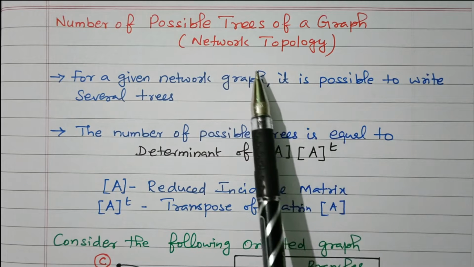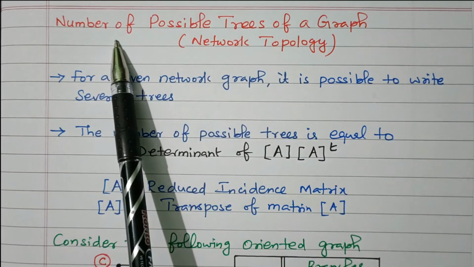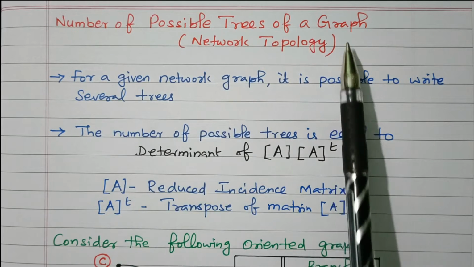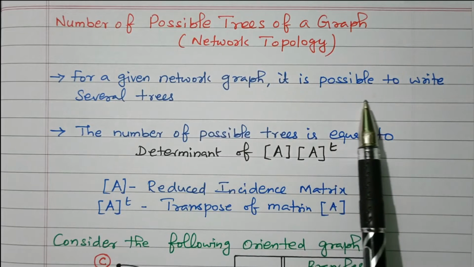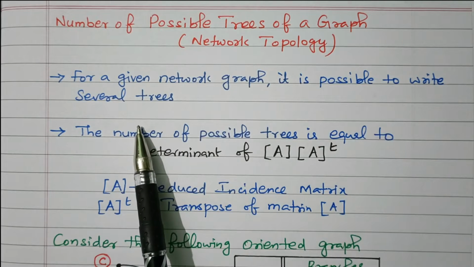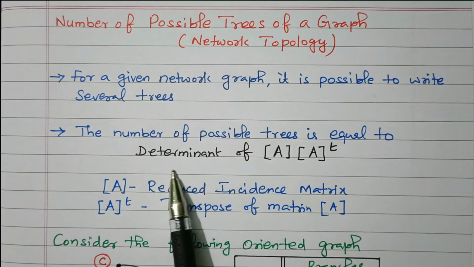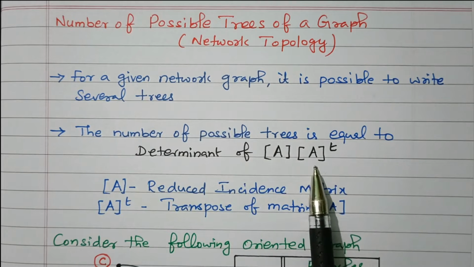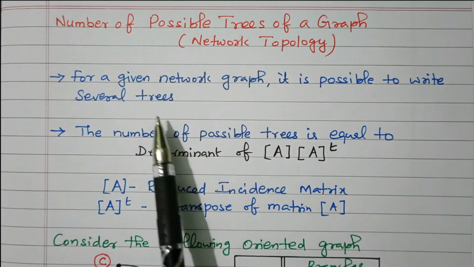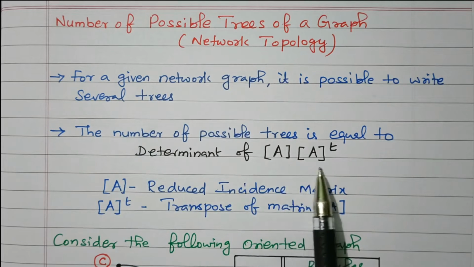network topology. Now we'll go to the topic. In network topology, how to identify the number of possible trees in a graph. For a given network graph, it is possible to write several trees. The number of possible trees is equal to the determinant of matrix A times the transpose of matrix A. So we can draw the several trees. The number of possible trees can be identified from this formula.